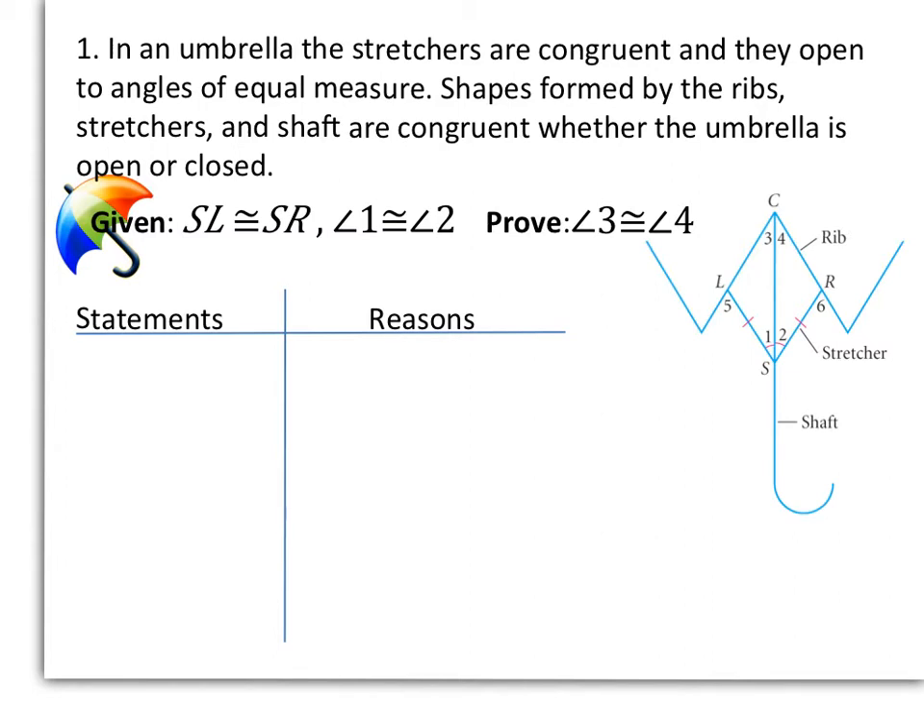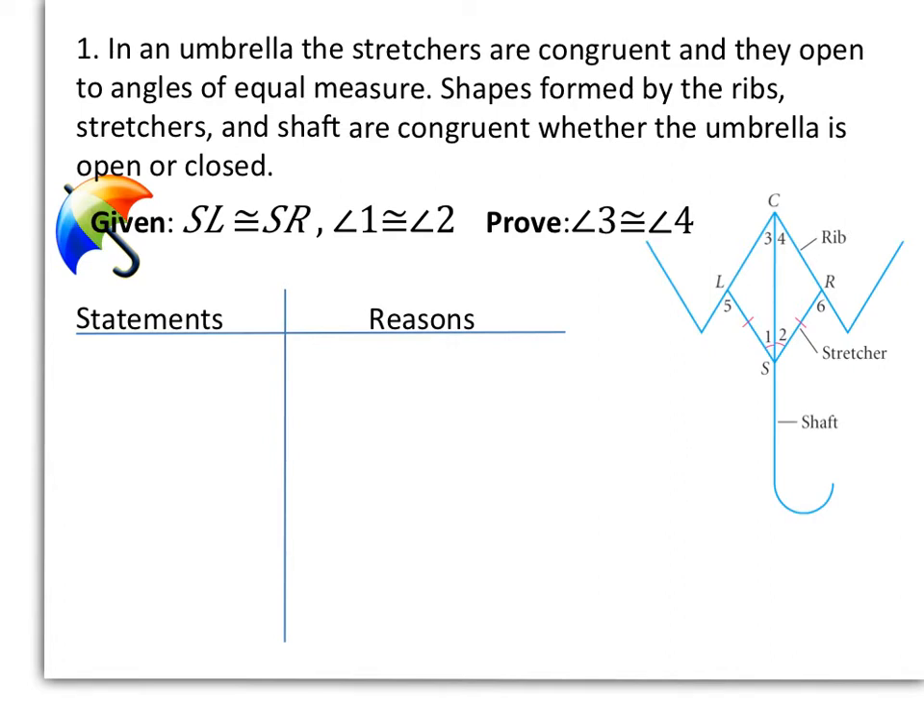Number 1 says in an umbrella the stretchers are congruent and they open to angles of equal measure. Shapes are formed by the ribs. Stretchers and shaft are congruent whether the umbrella is open or closed. So we are given that SL is congruent to SR and angle 1 is congruent to angle 2. We want to prove that angle 3 is congruent to angle 4.